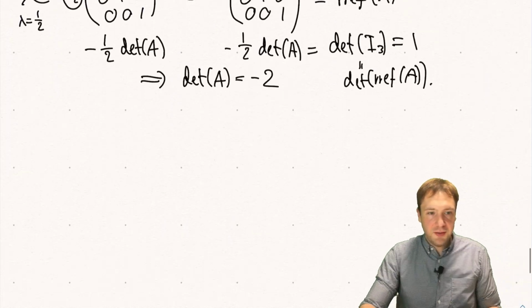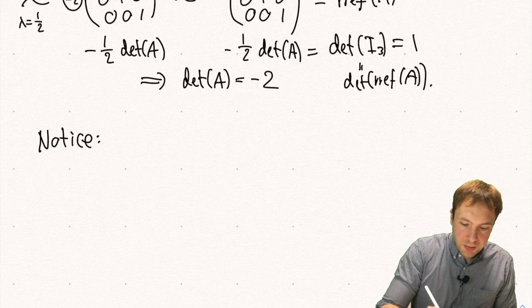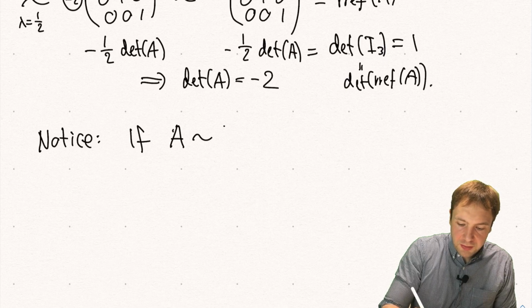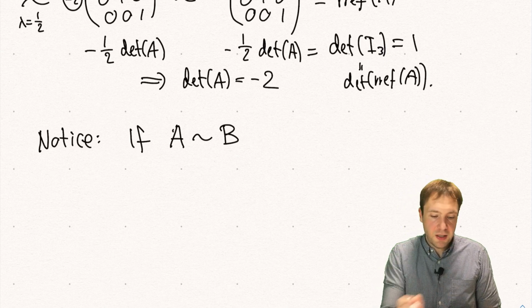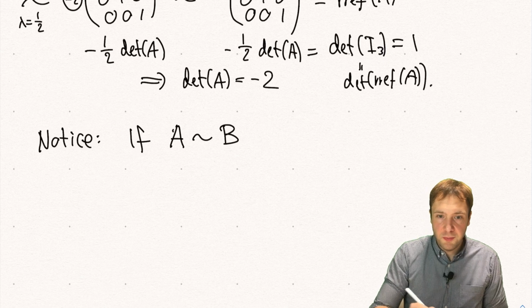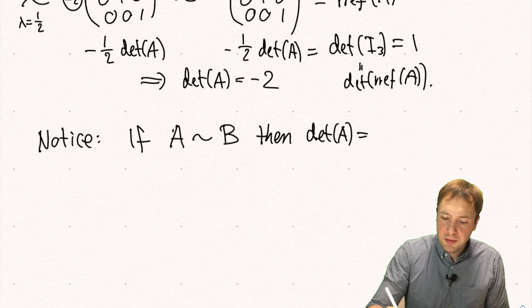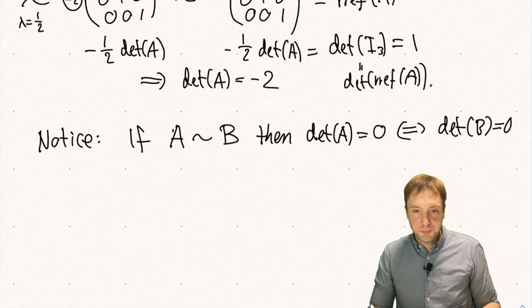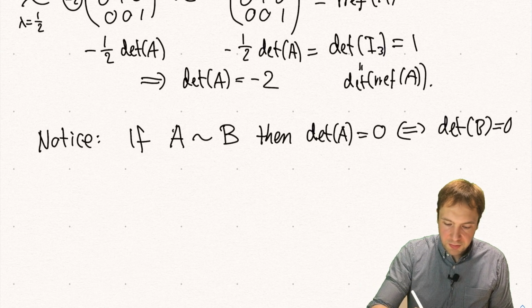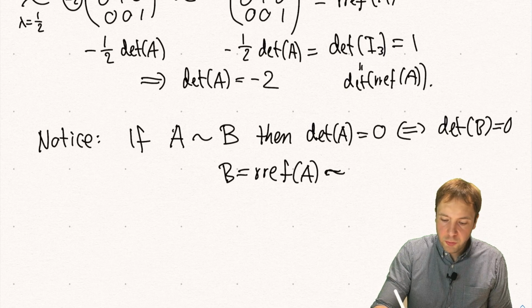And so we see that, notice, in general, if I have two row equivalent matrices A and B, so B comes through row operations from A, then the statement is the determinant of A is non-zero exactly when the determinant of B is non-zero, or it's 0 exactly when the determinant of B is 0. So in particular, when B is the row reduced echelon form of A, which is always row equivalent to A.